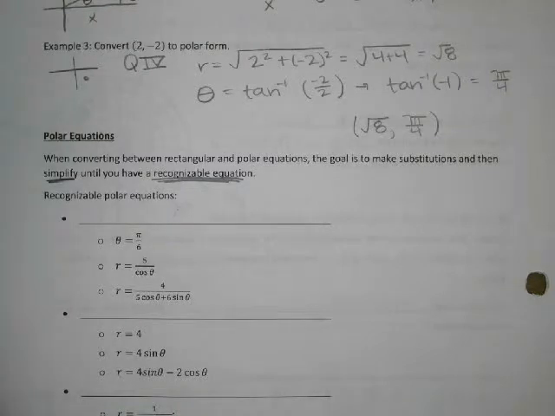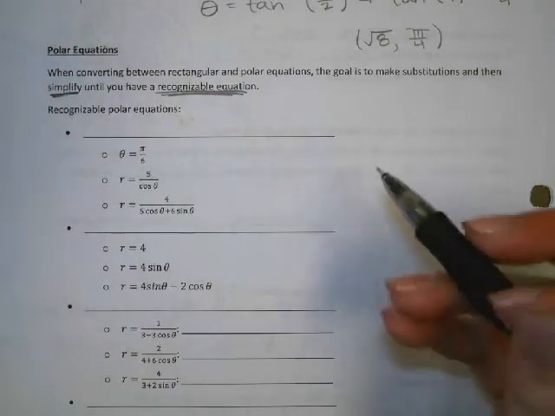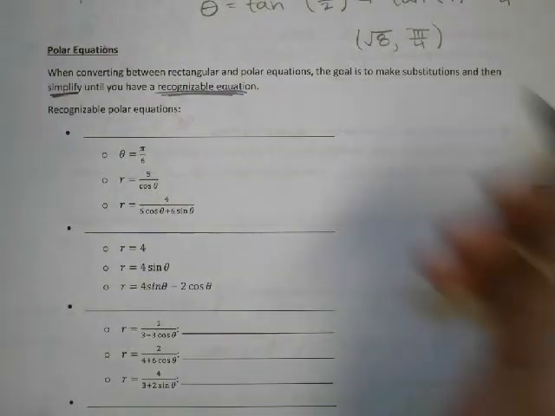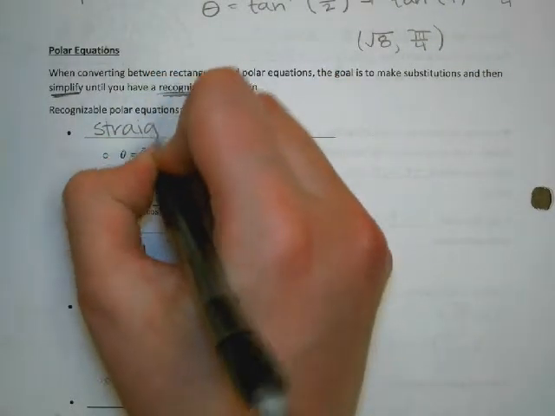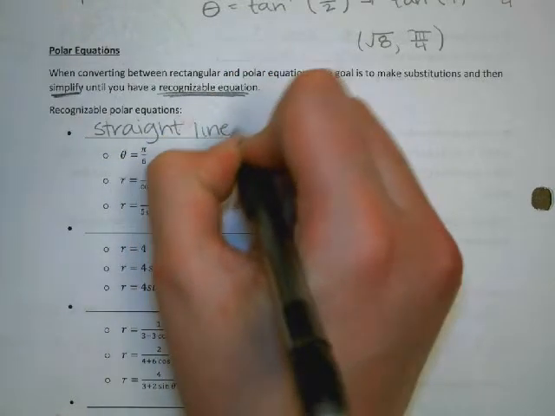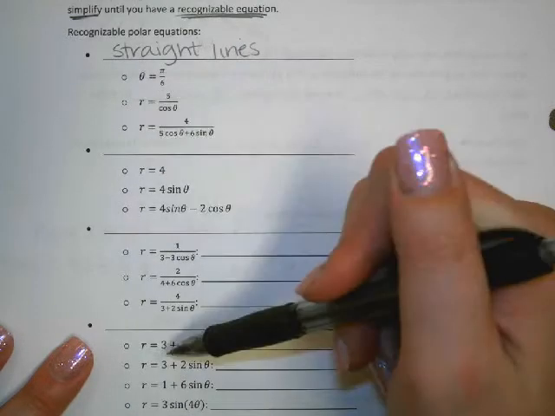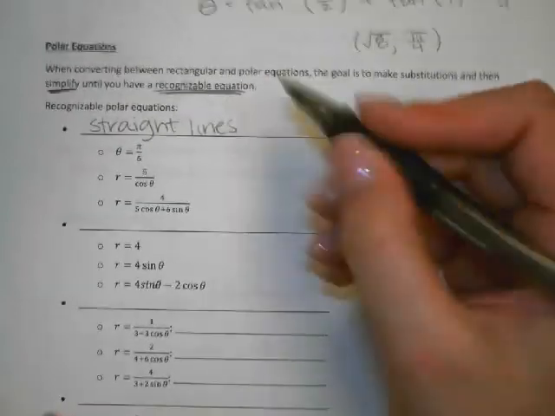It's a little bit more difficult to start in rectangular and convert to polar because we're not as used to those equations. So what I've done here is I've given you a list of what should be recognizable polar equations so that you guys can see them, and when you're converting you can have a goal to work towards. So the first type is equations that are straight lines. If you notice looking at this whole thing right here, almost all of the polar equations are in the form r equals, so that's going to be typical for us.